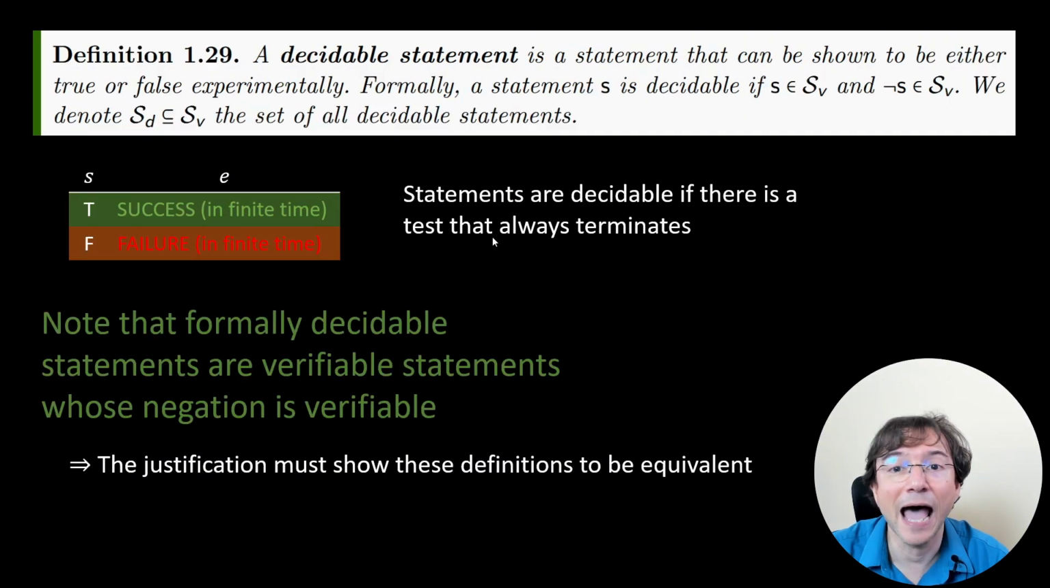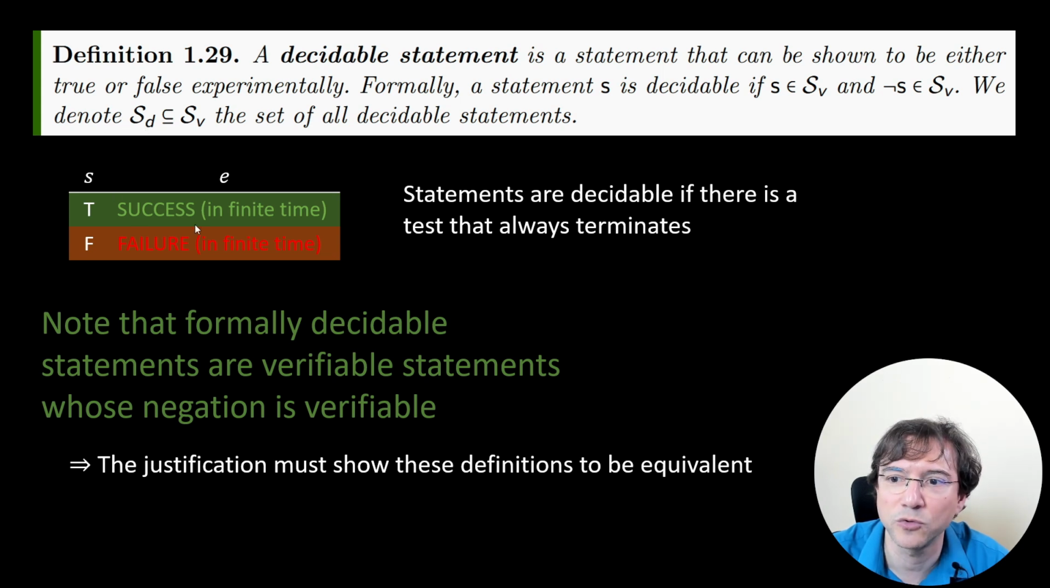Okay? Now we have defined what a verifiable statement and a falsifiable statement is, and now we can define a decidable statement. A decidable statement is a statement that can be shown to be either true or false experimentally. The tests always succeed. And now formally, we don't know what tests are, so we're going to say that a statement is decidable if the statement is verifiable and the negation is verifiable.